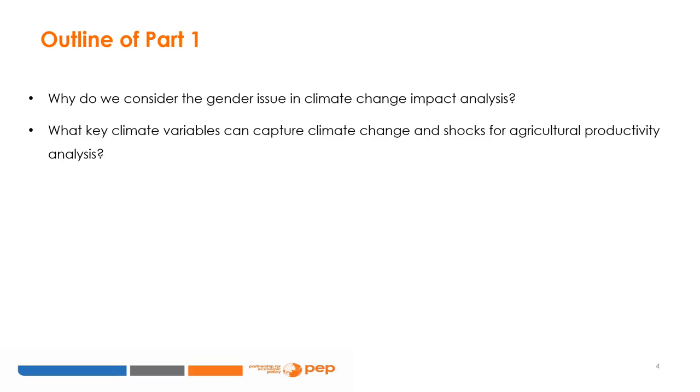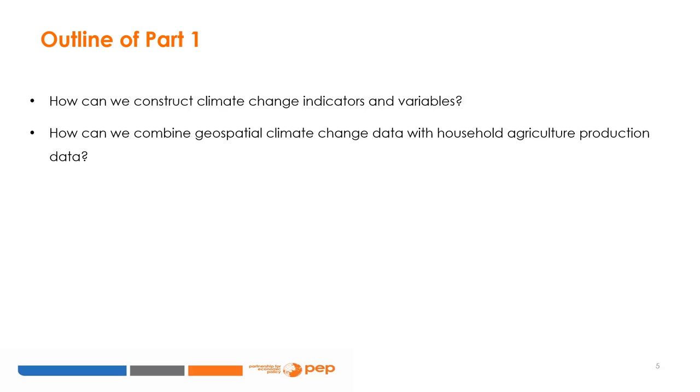The outline of Part 1 addresses these questions. Why do we consider the gender issue in climate change impact analysis? And what key climate variables can capture climate change and shocks for agricultural productivity analysis? It will also help us to construct climate change indicators and variables and combine geospatial climate change data with household agricultural production data.